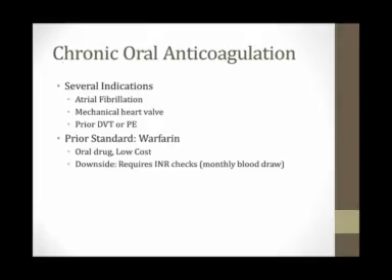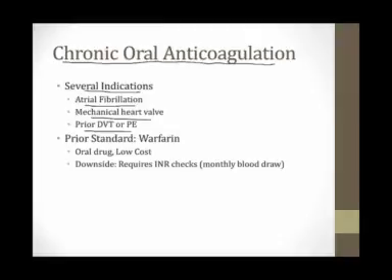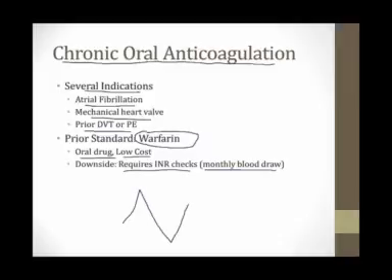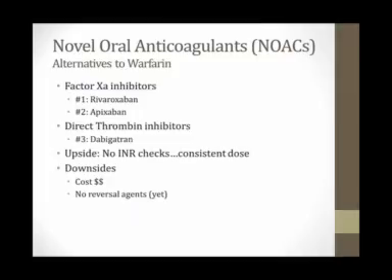Let me make a general point about chronic oral anticoagulation. There are several indications for patients taking a pill every day for anticoagulation. One is atrial fibrillation, another is mechanical heart valves, another is prior deep vein thrombosis or pulmonary embolism. The prior standard therapy was warfarin, and for many years this was the only available therapy. It's an oral drug, its cost was low, but it always had one big downside, which is that it requires regular INR checks, which involve a monthly blood draw. This is inconvenient for the patient, and in addition, the levels frequently go up or down, so patients are often overdosed or underdosed. In the last few years, several alternatives to warfarin have come on the market.